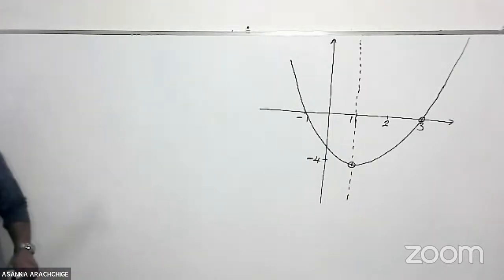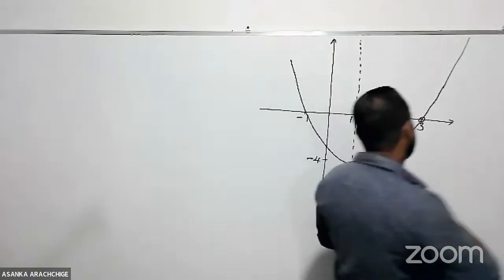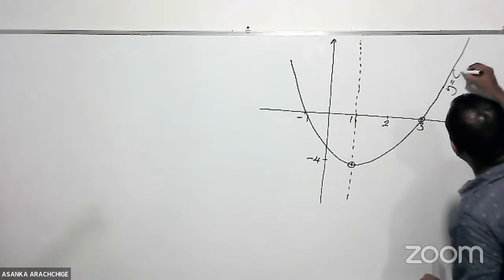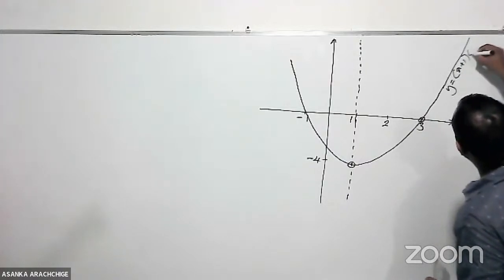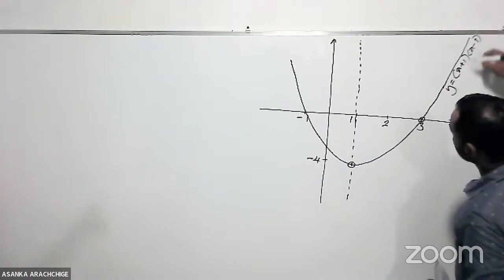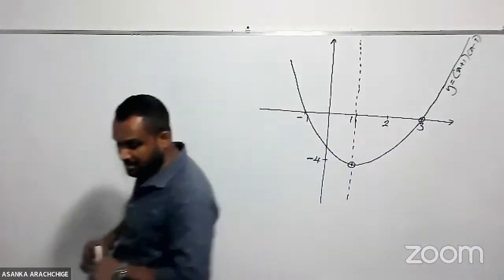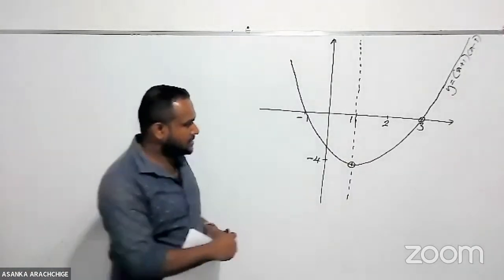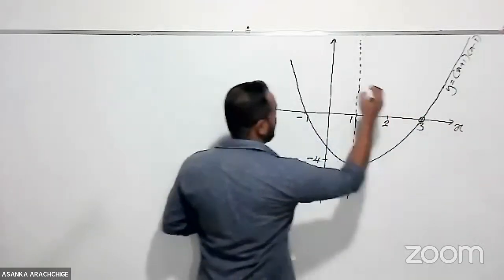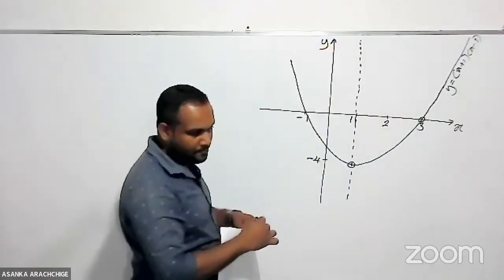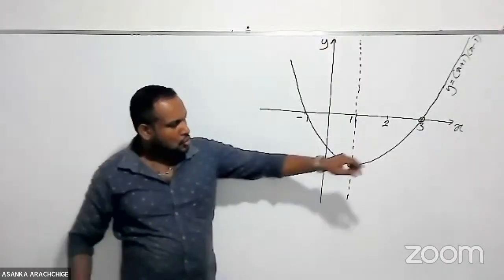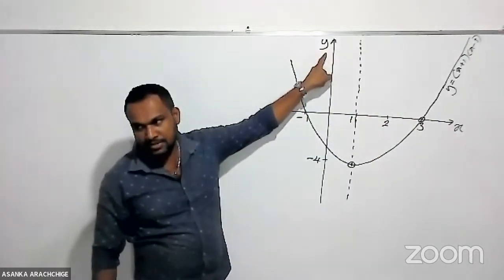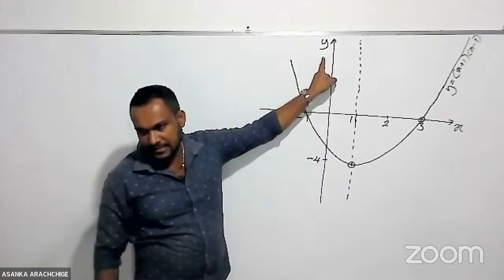After drawing the graph, be sure to write the equation of the function along the graph as y equals x plus 1, x minus 3. Make it a habit. Then this is the x-axis. Name the x-axis and y-axis because in the marking scheme, you are allocated 1 mark for naming the x-axis and y-axis.